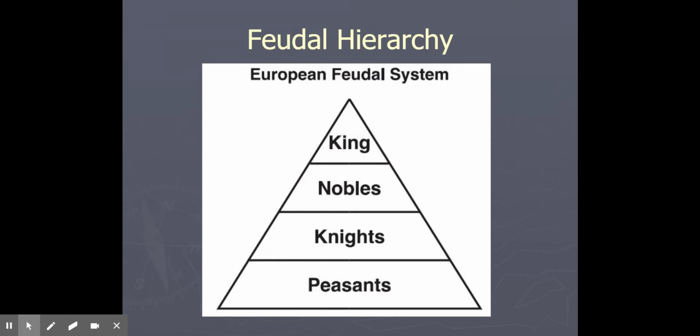Just below him, they have to obey the king, but everybody else has to obey them: the nobles. The nobles are the people that the king rewards, the important people who serve the king, and they support the king. And they are what we call nobility.